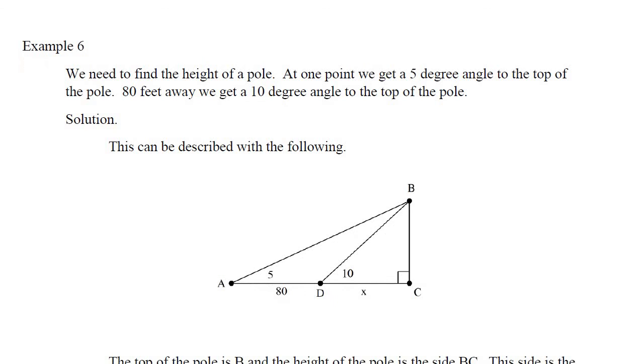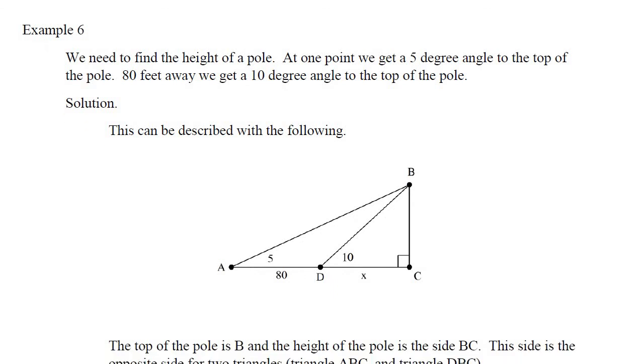Alright, this one's a bit more interesting, and by interesting I mean more complicated. So we want to find the height of a pole. At one point we get a 5-degree angle. So when we're over here, we get a 5-degree angle to the top of that pole. Then we're going to walk 80 feet towards that pole to another point, and here we measure a 10-degree angle. We want to figure out what the height of that pole is when we don't even know how far away from the pole we are.